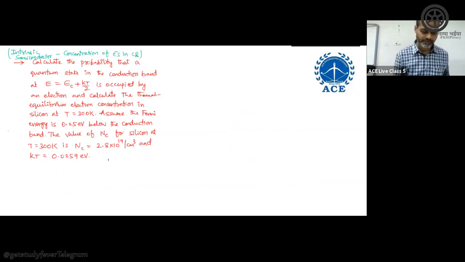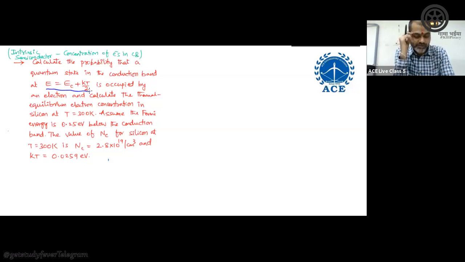So here, consider this problem. Calculate the probability that a quantum state in the conduction band is occupied by an electron. They have given E equal to EC plus KT by 2, and calculate the thermal equilibrium electron concentration at room temperature.